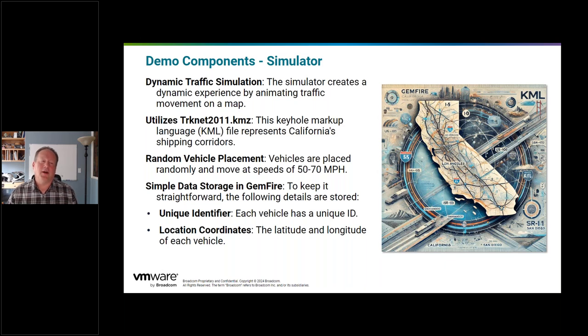So what I did is I created an active traffic simulation. I found a KML file that had all the shipping lanes, or whatever you want to call it, corridors. Basically, can I drive up and down a freeway for shipping in the state of California? What I did is I created a simulator that randomly places a vehicle on those lanes, and then had them randomly move about at 50 to 70 miles an hour. So really cool stuff. It gets us a nice looking demo, right?